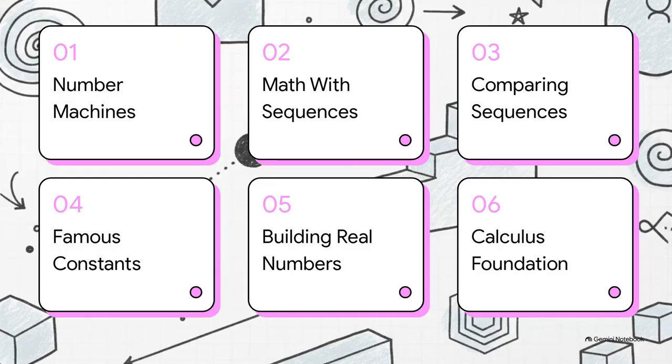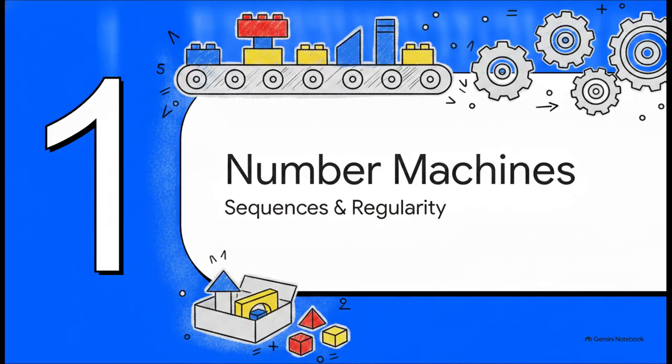We'll start by meeting the number machines. Then we'll be doing math with sequences, comparing our number machines, checking out famous constants, building the real numbers, and finally exploring the foundation for calculus. Let's get to work. Section 1. Meet the number machines, sequences, regularity, and real numbers.